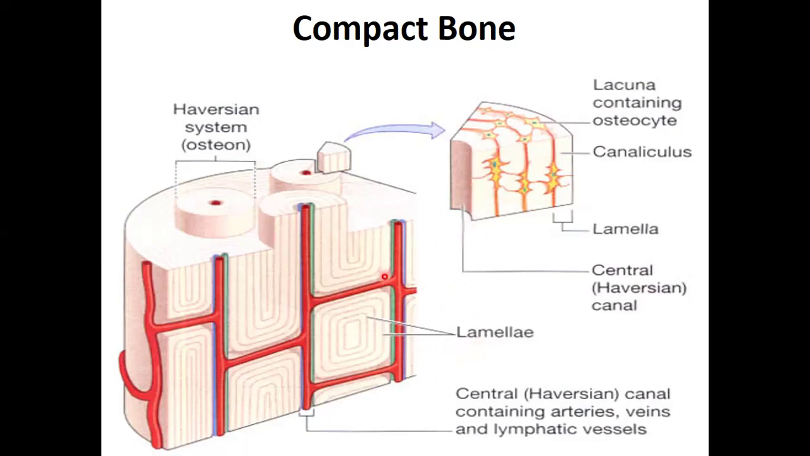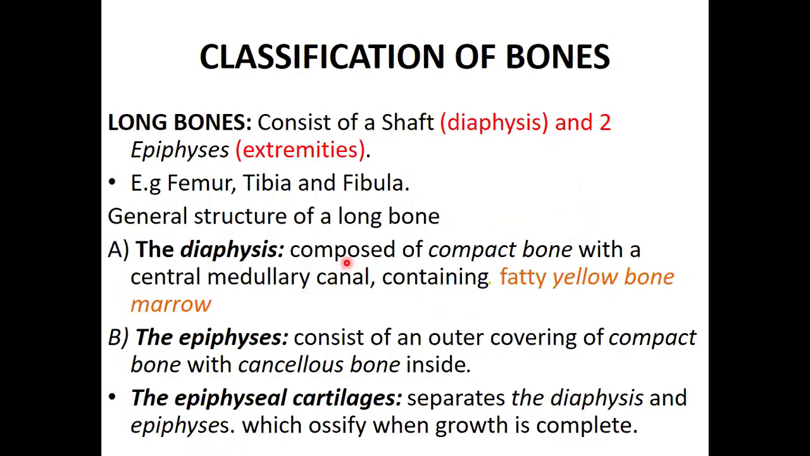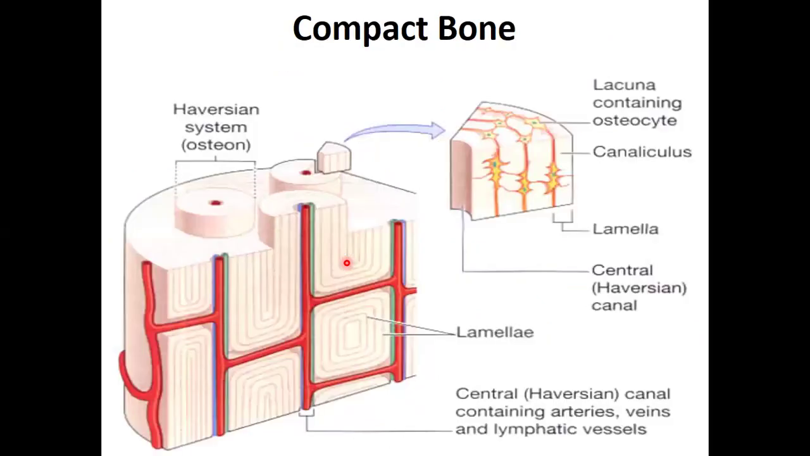So basically, that's the basic structure of compact bone. And you should be able to label all these structures without fail. Okay. There is another classification of bones. Bones can be classified based on length, based on shape, and also based on histological feature. The one we have done, this one, is based on histology.